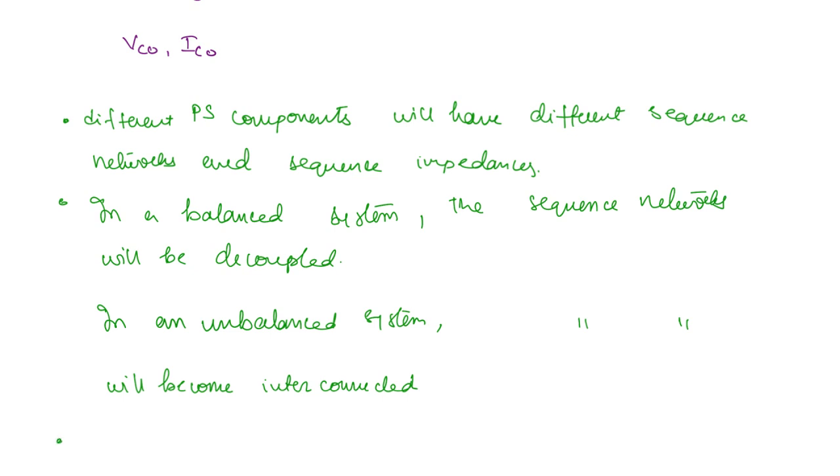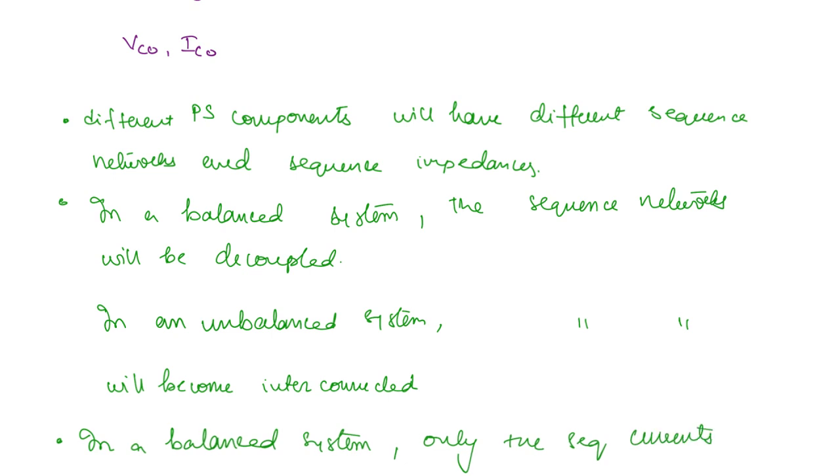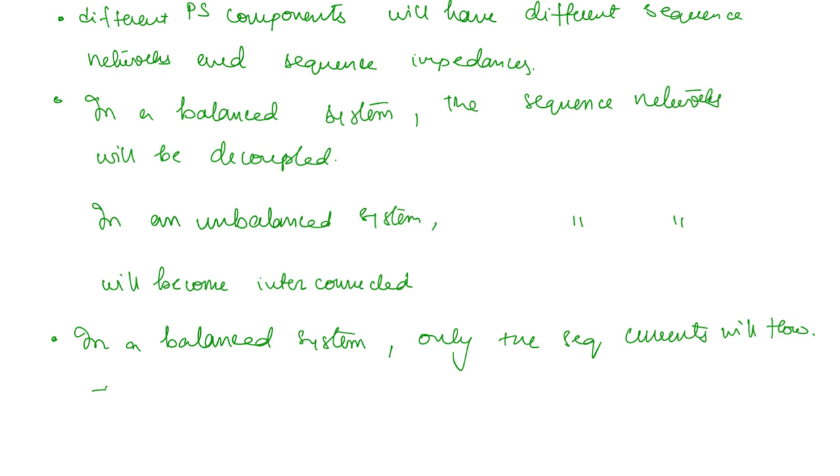And the third point is, in a balanced system, only the positive sequence components will flow. In a balanced system, only positive sequence currents will flow. The negative and zero sequence currents will be zero, because it is balanced.